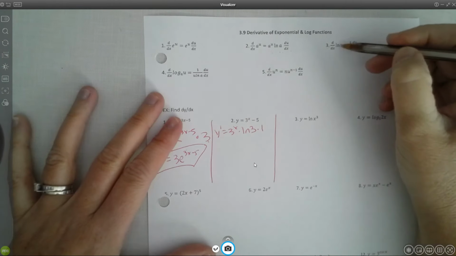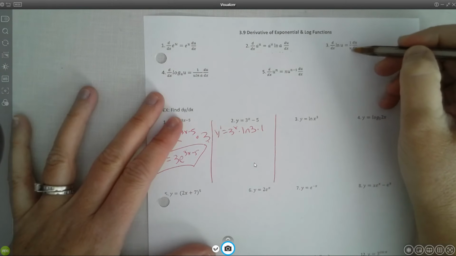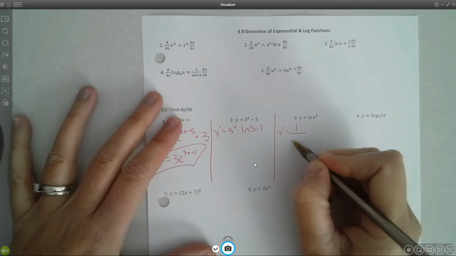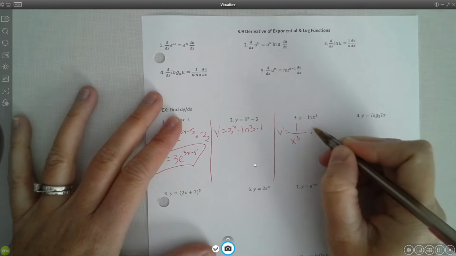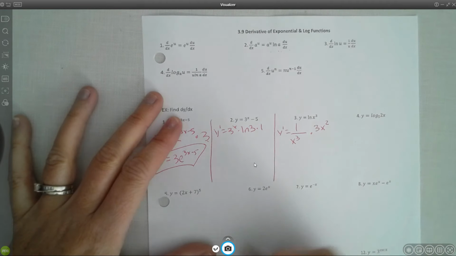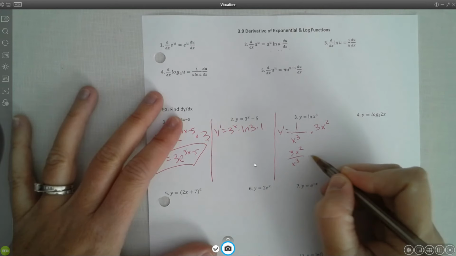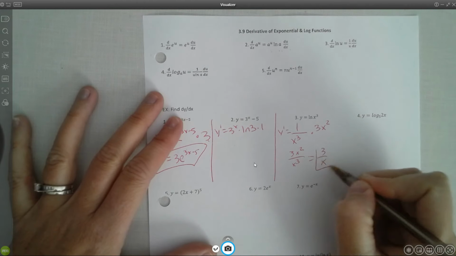Rule number 3 is ln of a function. So it's 1 over that function times the derivative of it. So what that looks like for number 3 is 1 over my x cubed times the derivative of x cubed. So that gives me 3x squared over x cubed. So that's 3 over x.